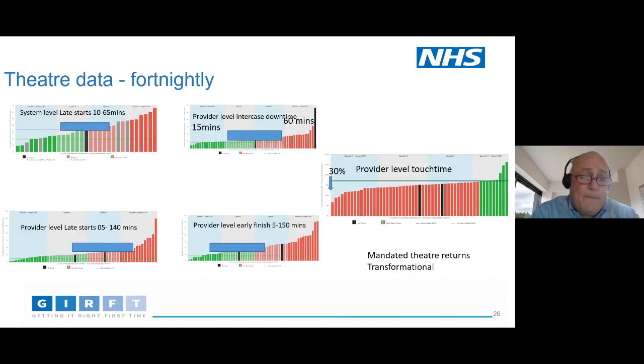Next one, please. So this is an example. This is going to be the data you're going to see regarding your theatres. Each of these is an ICS where the thicker bars are, but you can drill down to the thin bars where these are individual trusts. System level late starts varies from 10 to 65 minutes. Intercase downtimes at providers varies from 15 minutes to 60 minutes. Late starts at provider level from 5 to 140 minutes. Early finishes anywhere between 5 and 150 minutes. So you can see there are significant gains we can make by just being more efficient and using our facilities better. Next one, please.